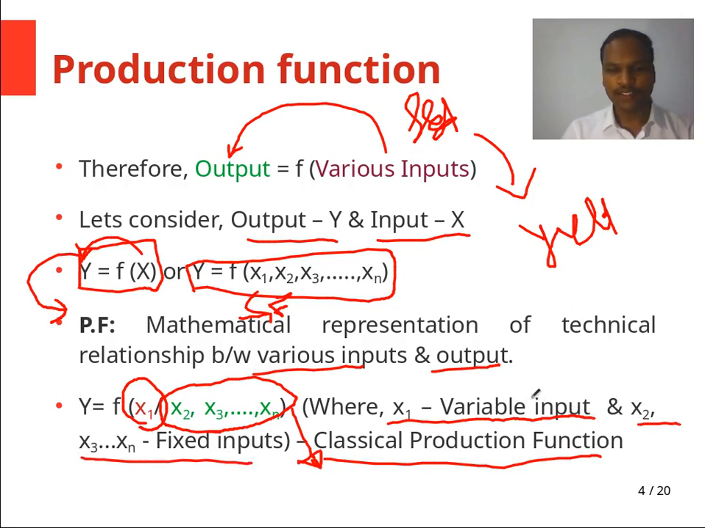Let's say that only one input such as fertilizer can be changed, keeping all other things constant like seed rate, water, labor and machinery usage, everything fixed, and we are only going to change the fertilizer and see how the yield changes. That is what the classical production function deals with, and we will see the classical production curve also.